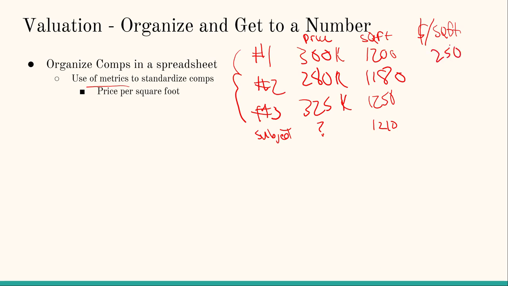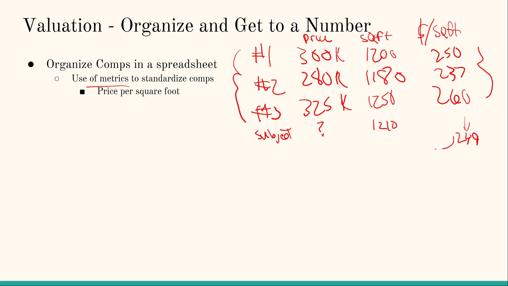This other one, 280K divided by 1180, is 237. And the last one, 260. Okay, so you have these three dollars per square foot figures. Let's just take the average. Let's assume all of these are equally valid, and we just want to take the average. So we just add them up and divide by 3. So the average here is 249.